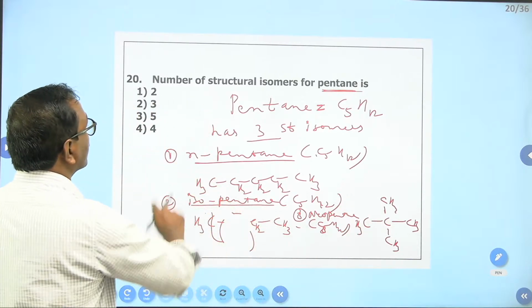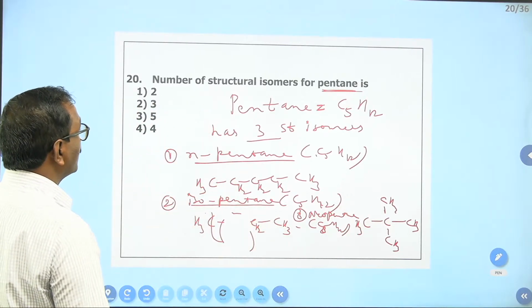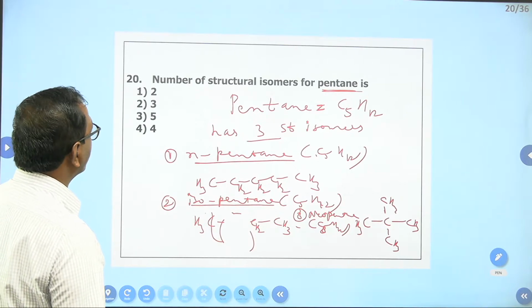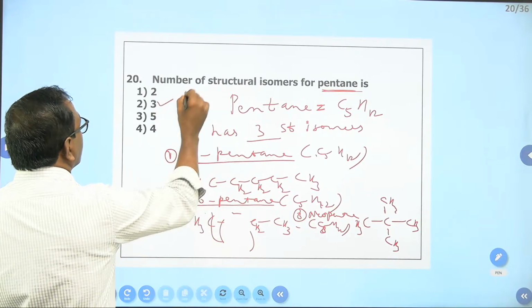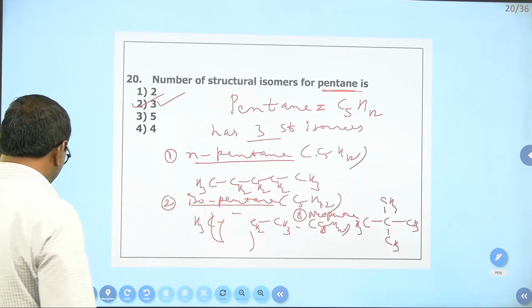Hence, you are going to get different structural isomers in the form of n-pentane, isopentane, and neopentane. Then pentane has how many structural isomers? 3 are there. Then the second option is the right answer here.